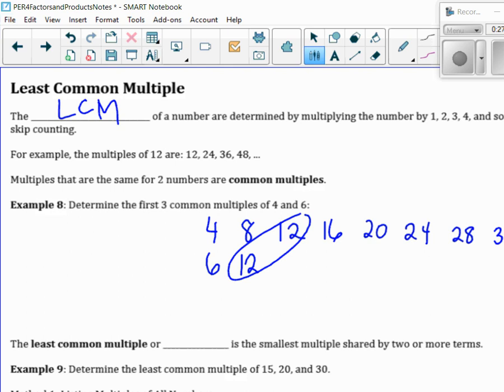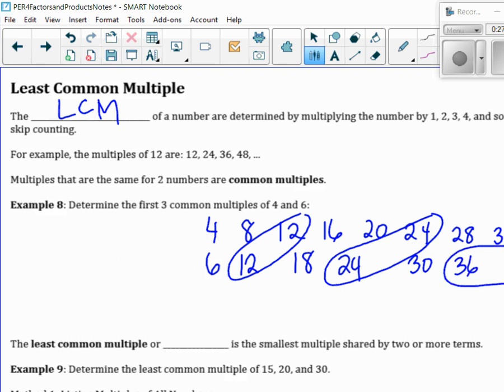That's not what it said. It says find the first 3. So 12, 18, then what? 24. Do you see I found another one? Yes? Then 5 times 6 is 30. 6 times 6 is 36. Do you see I found the third one? Okay? So this would be the LCM right here because that's the lowest. The others just happen to be other common multiples.